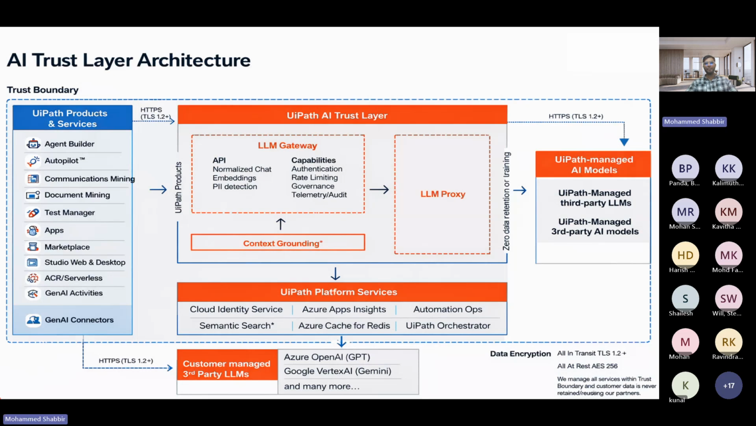Then if you see the automation ops or the UiPath Orchestrator, here you can control your bots, your AI workflows, and everything. Then the semantic search will basically support your context grounding, right? What I was discussing, you can set up the knowledge base here.